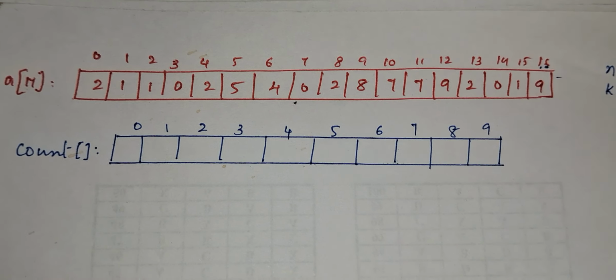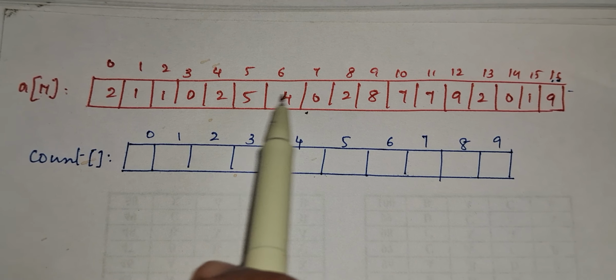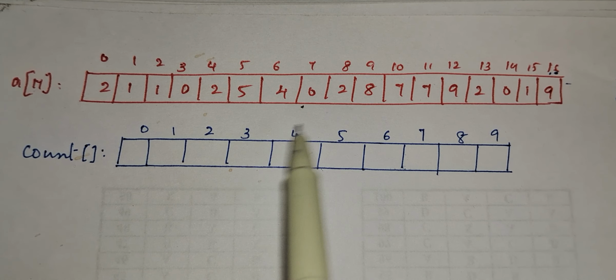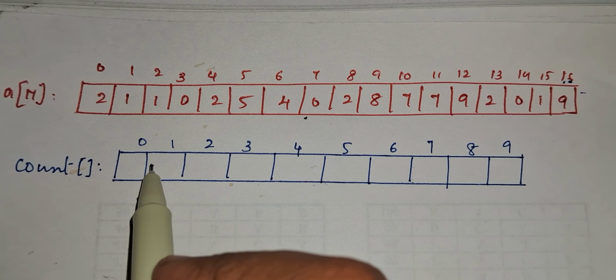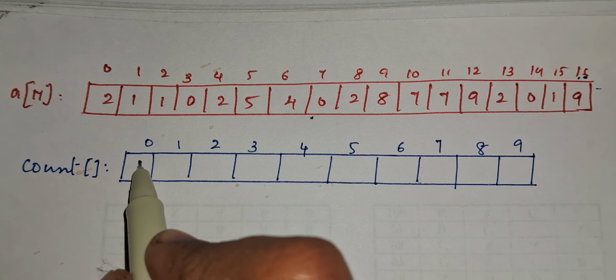Then we need to find how many times 0 is repeating in this array, how many times 1 is repeating in this array, similarly 2 and so on. In order to do this, first we need to initialize all the elements in the count array as 0.